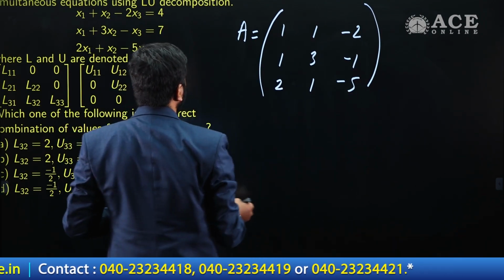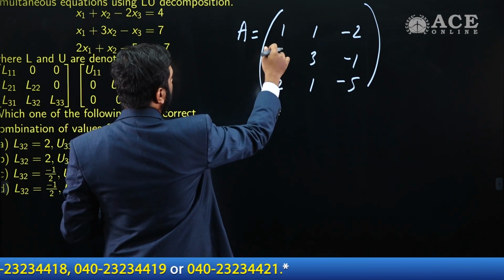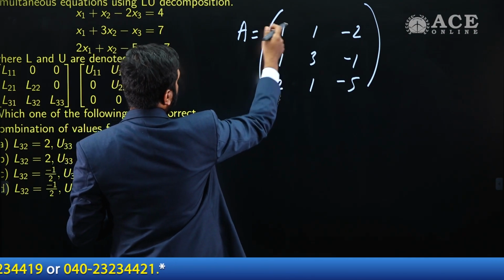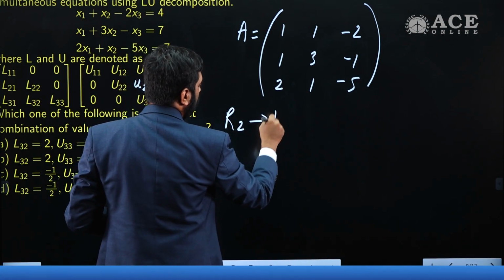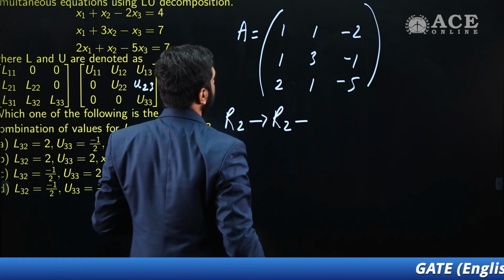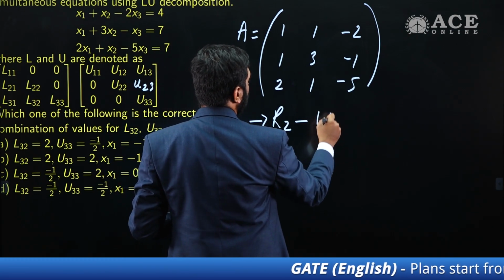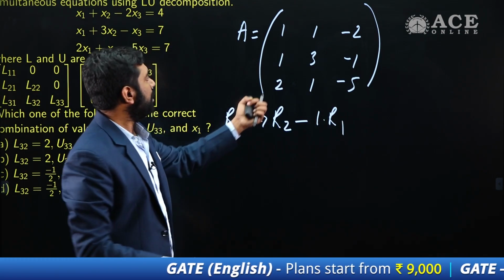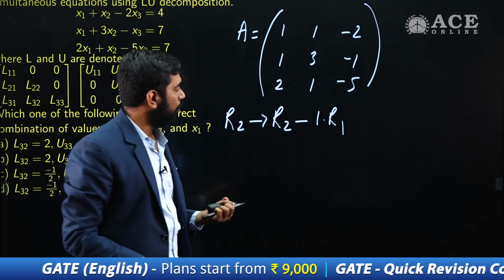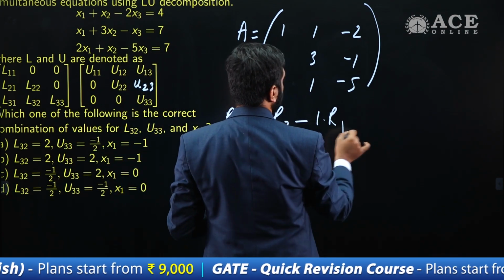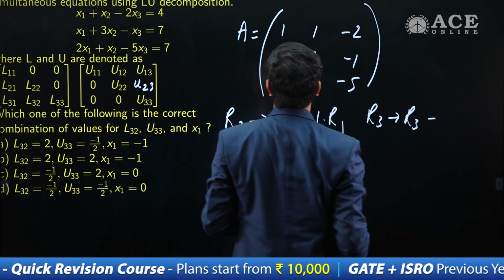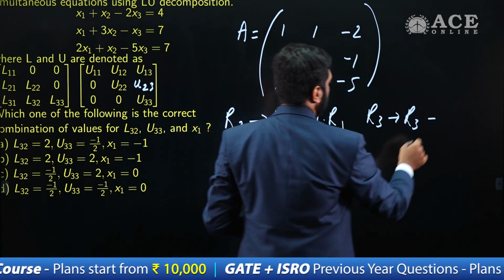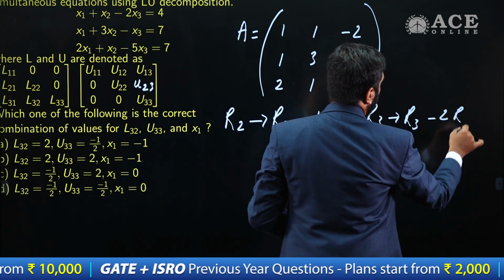So the first step that I write is, I want to make this element 0 as well as this 0 using this particular element. So it is R2 replaced with R2 minus 1 times R1, okay. That means I'm just subtracting this 2. What next? Let's eliminate this. R3 is replaced with R3 minus, so I have to multiply 2 to this. Multiply what? 2 to this, 2 times R1.